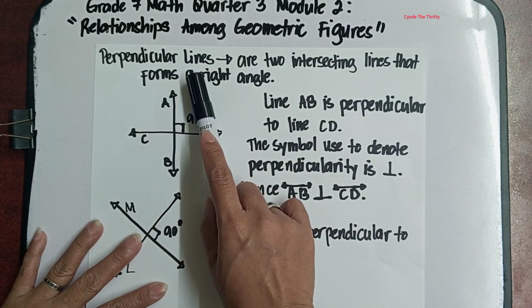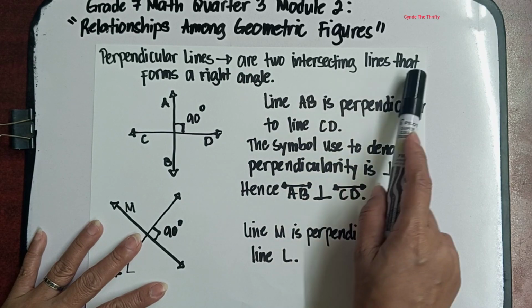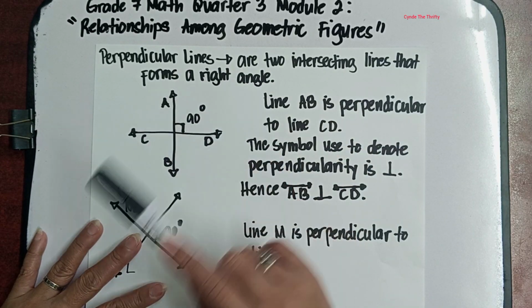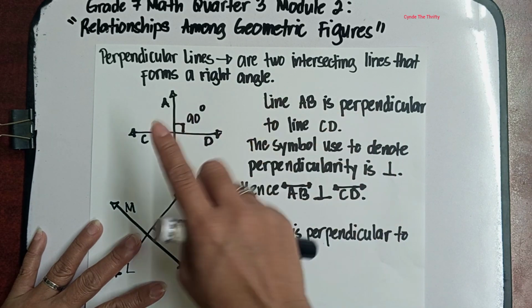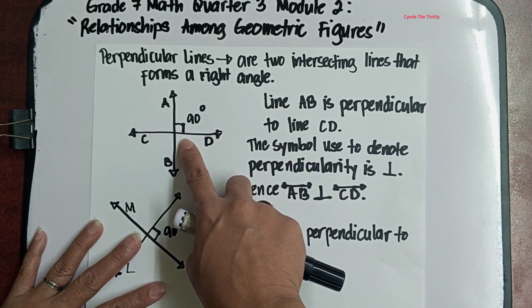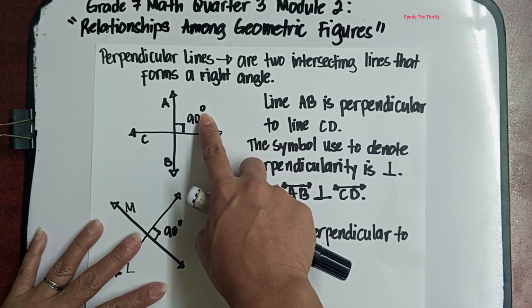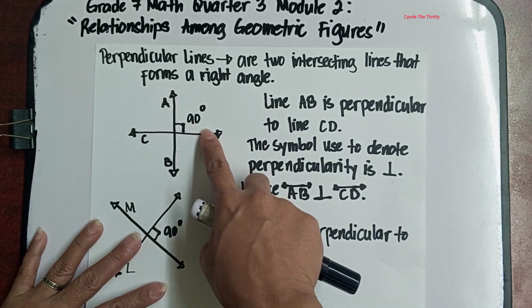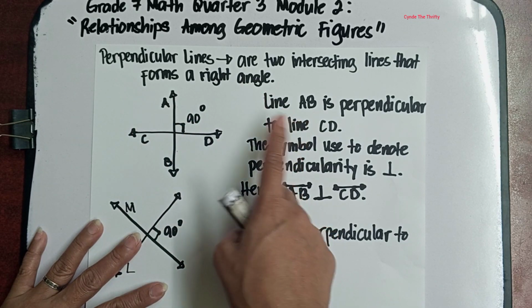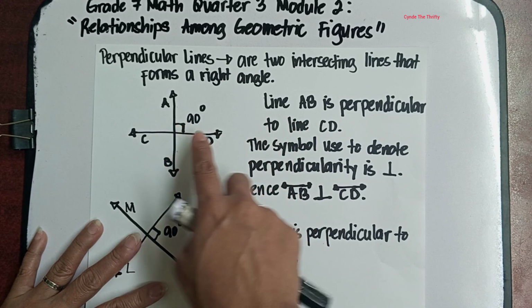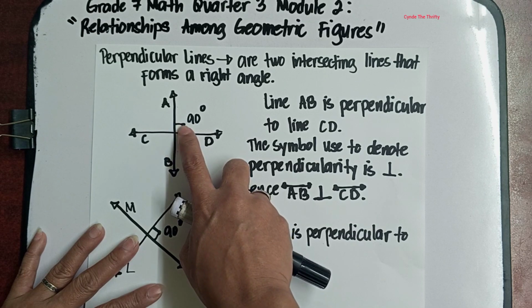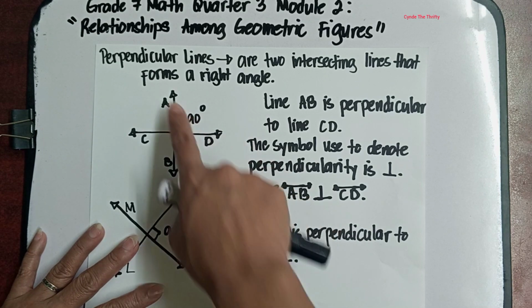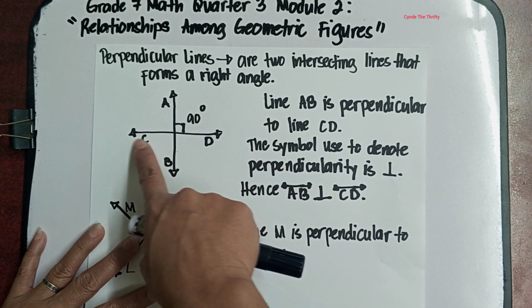Perpendicular lines are two intersecting lines that forms a right angle. Okay, so matatawag natin na perpendicular kapag ang magawa niya is right angle. Gaya nito. Ano yung right angle? 90 degree. Okay, so ang cross mo, that is a perpendicular lines. Okay, so meron kang 90 degree kapag nakagawa ka ng parang bangko dito sa gilid or perfect square. So this is line AB and line CD.